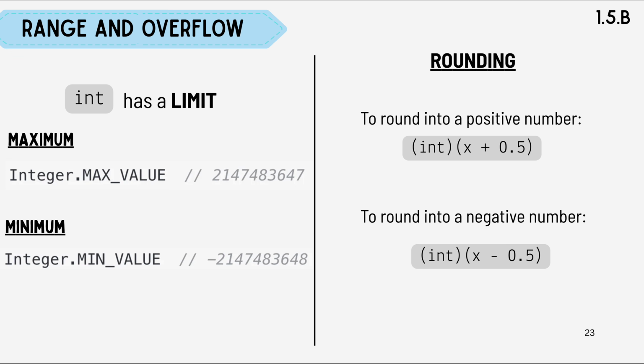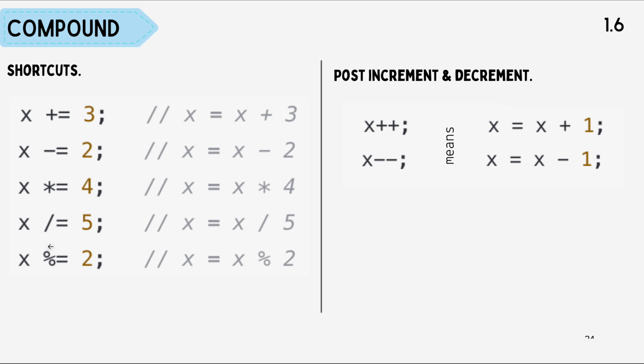Next is range and overflow in test and limit. So int limit is found by this function over here. You get all of this in the Java reference sheet that I'll be showing in a minute. The min and max, there is a limit to int, and that's just rounding we just talked about.